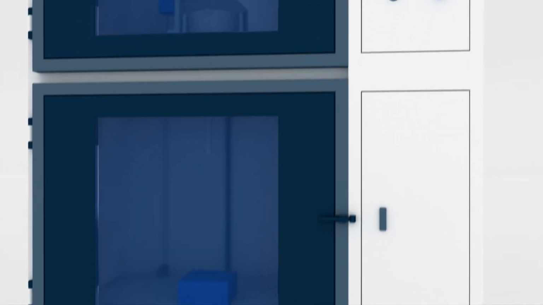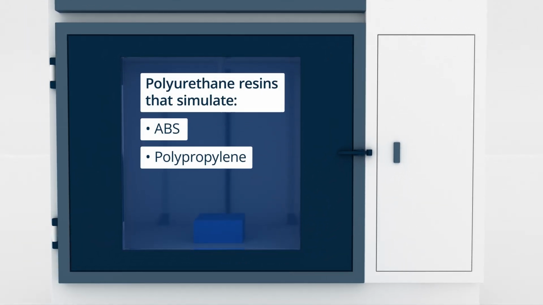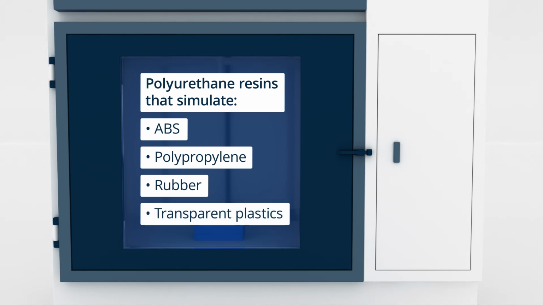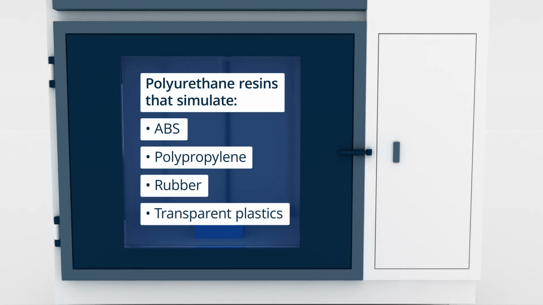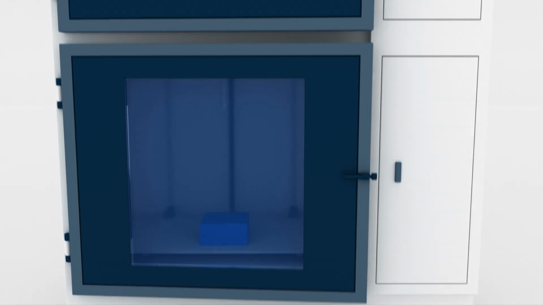The process typically uses polyurethane resins that simulate ABS, polypropylene, rubber, or transparent plastics, providing a wide range of mechanical and visual properties suitable for various industries.